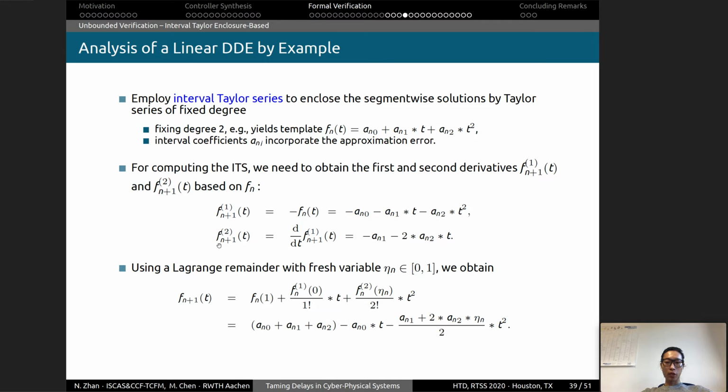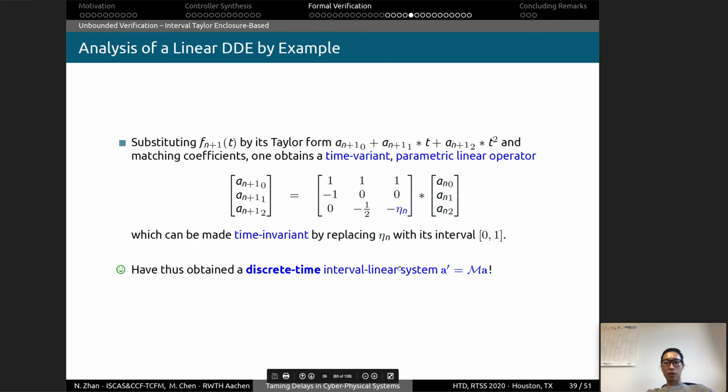Now substituting these two derivatives here in the template for the next segmentation, we get this polynomial here. But remember that every segmentation admits the same form of the template. So that means we can simply do a coefficient matching of this Taylor series with this template. What we get, this is what we get.